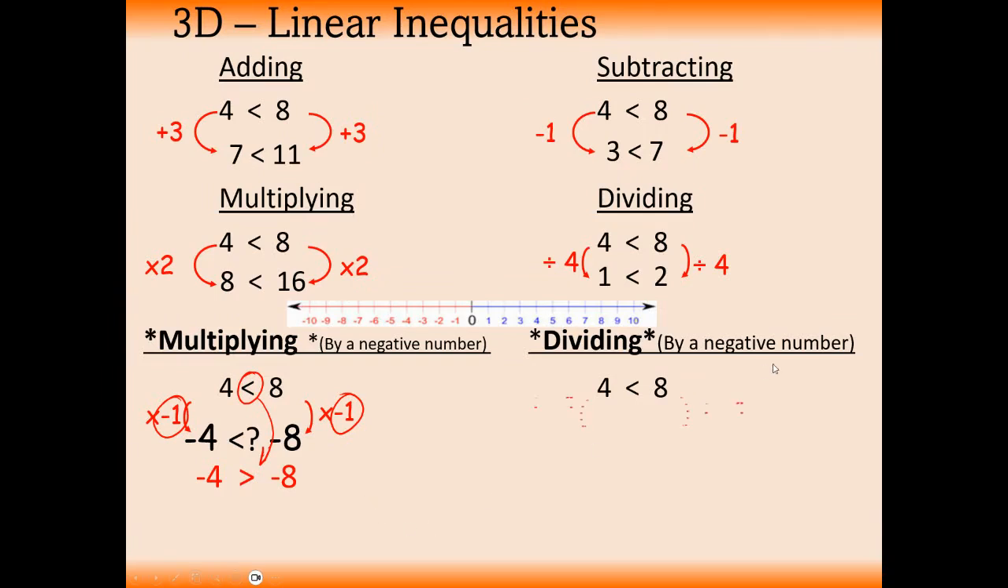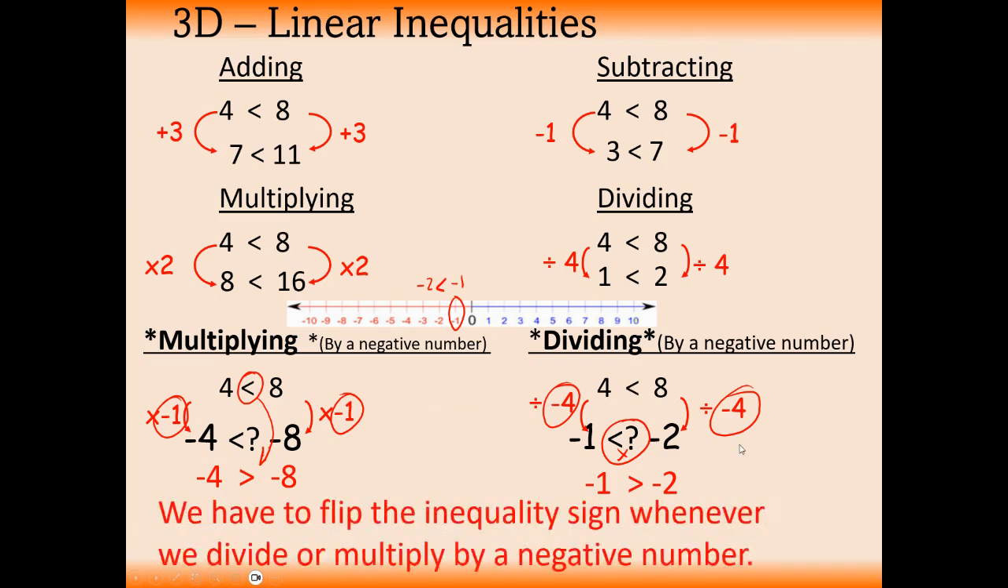Let's divide by a negative number. This inequality will give us the numbers 1, minus 1 and minus 2. Can we say minus 1 is less than minus 2? Check. Minus 1 is actually bigger than minus 2. So this inequality sign is going to have to be flipped. Okay, so just remember that. Multiplying or dividing by a negative number, you need to flip the inequality. Alright, I hope you remember that.